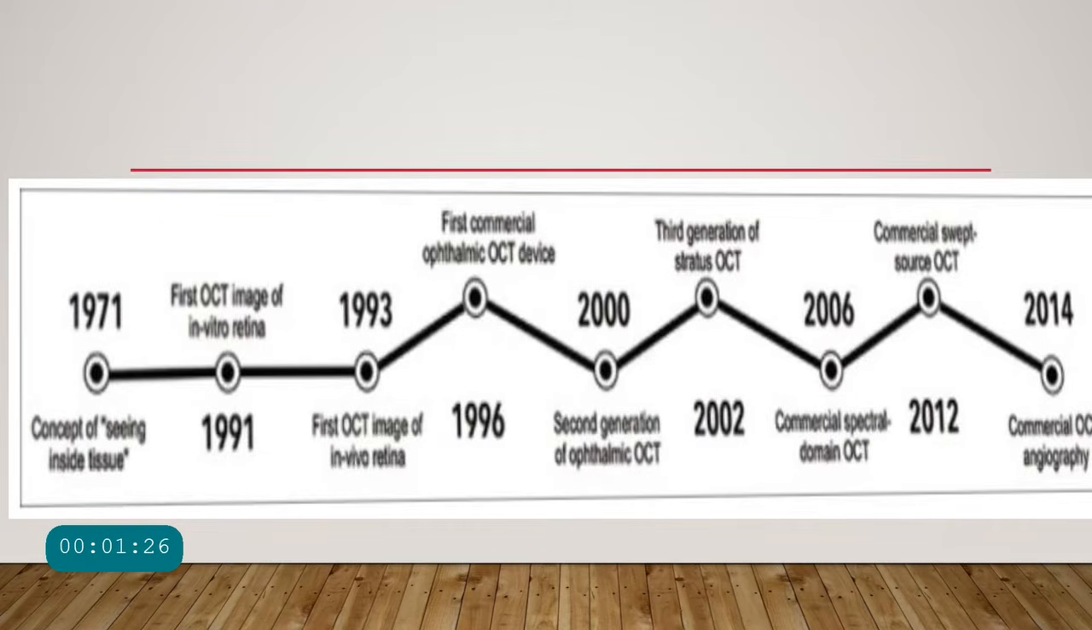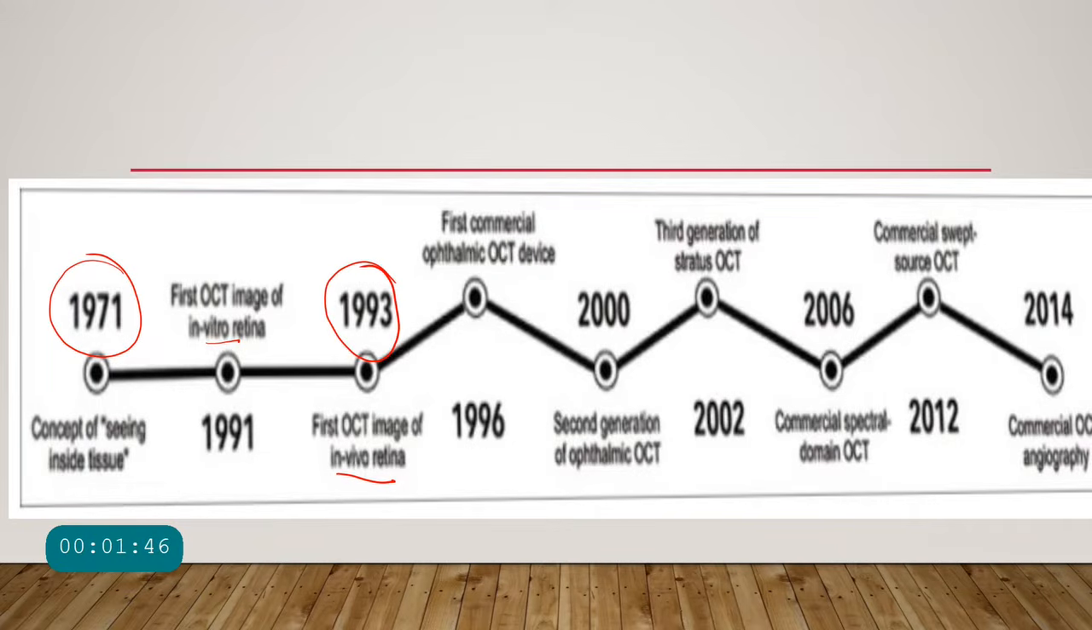So let us briefly see the history of OCT. The first concept of seeing inside the tissue started in 1971, and then in 1991 we had the first OCT image from the in vitro retina. The retina within the human body, in vivo, was first imaged in 1993.